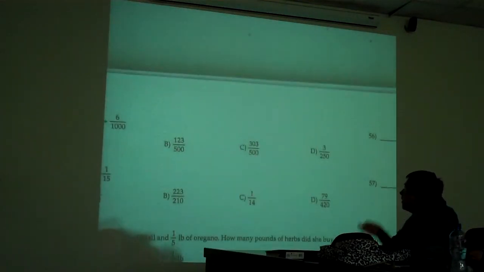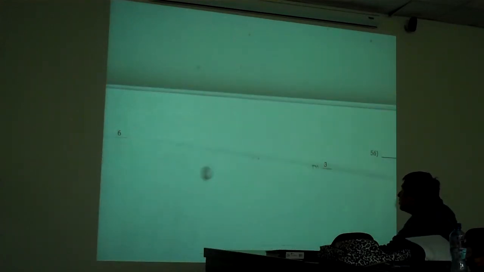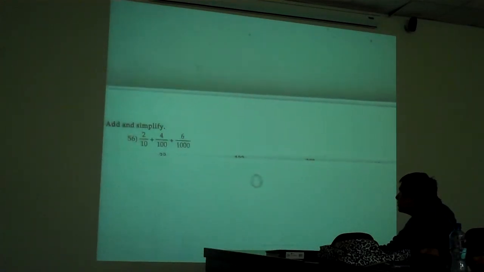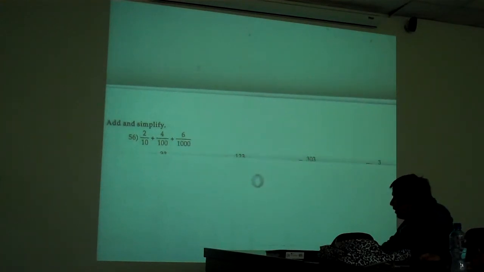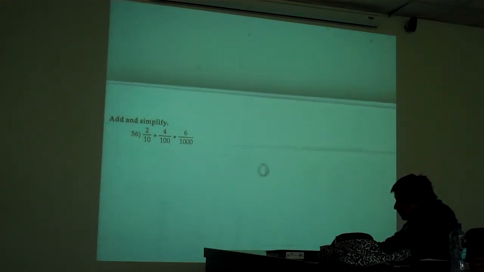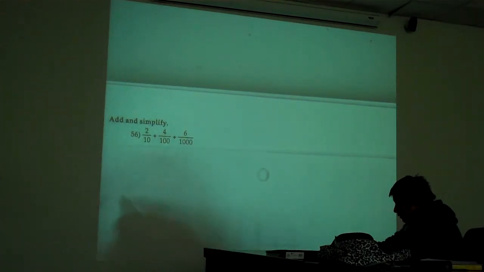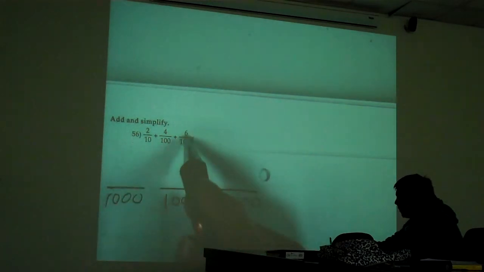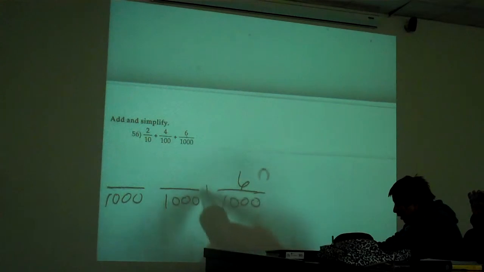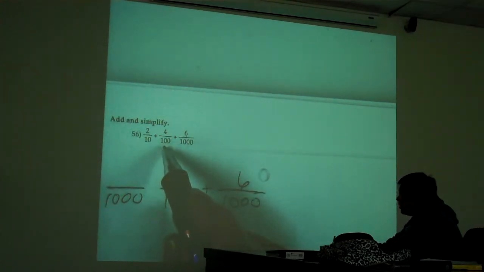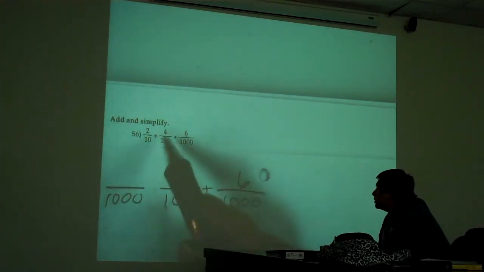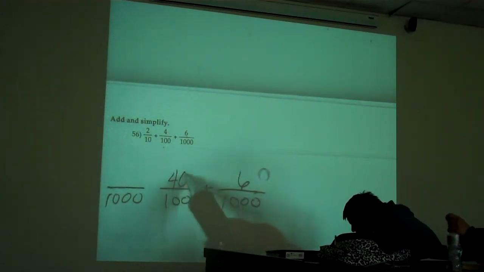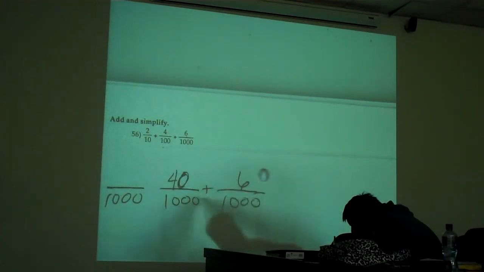Okay, number 50. You already have, no, you don't have a common denominator. 2/10 plus 4 over 100 plus 6 over 1,000. So what's our common denominator? 1,000. Okay, 6 over 1,000 stays the same. 100, you added 1 zero, so you have to add a 0 to the top. So you put a 0 there.